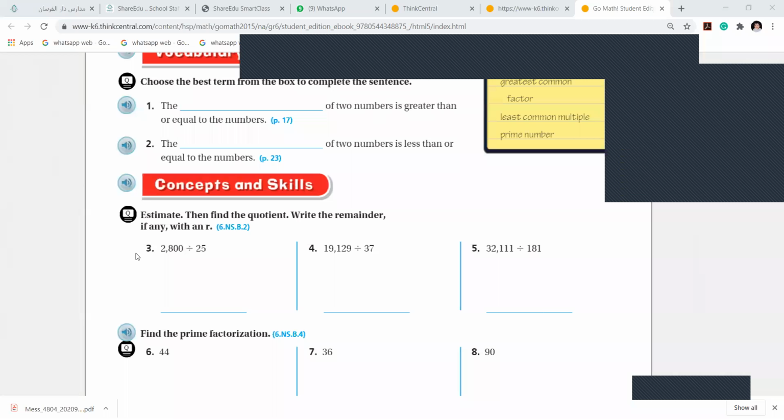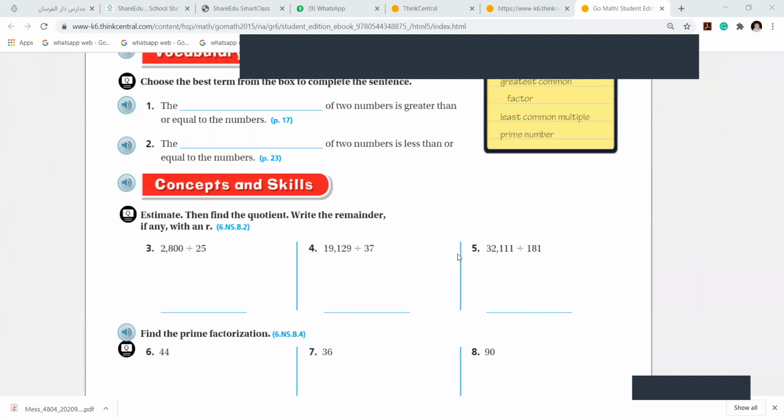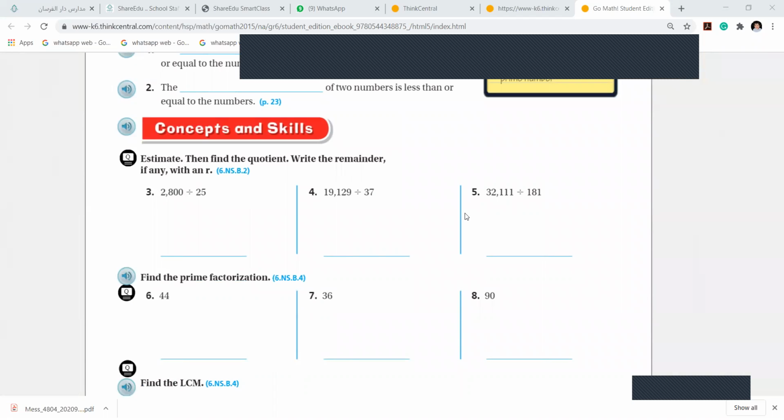Okay, girls. So these first three questions you need to divide. If you want, you can take a picture and do it at home. Or else, inshallah, wait for your book to come and then do it later. These three questions are for division.